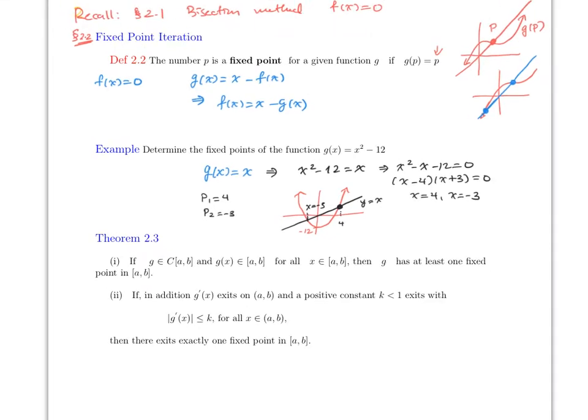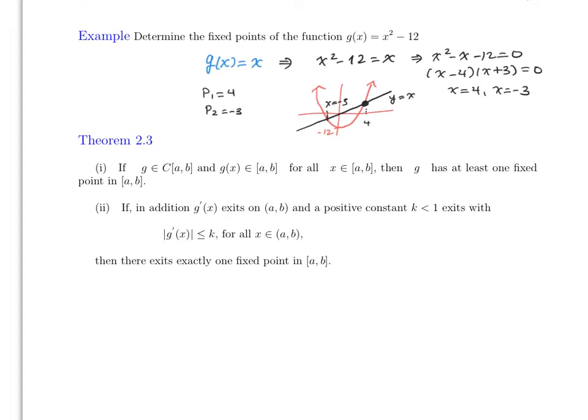Theorem 2.3 says the following. If g is a function that is continuous on the interval [a, b], and each value of g of x belongs to [a, b] for all the values of x between a and b, then g has at least one fixed point in the interval [a, b]. Remember that this is sometimes called the image of the function, so the whole image has to be between a and b. So this guarantees that you have at least one fixed point. Like here you have 2.